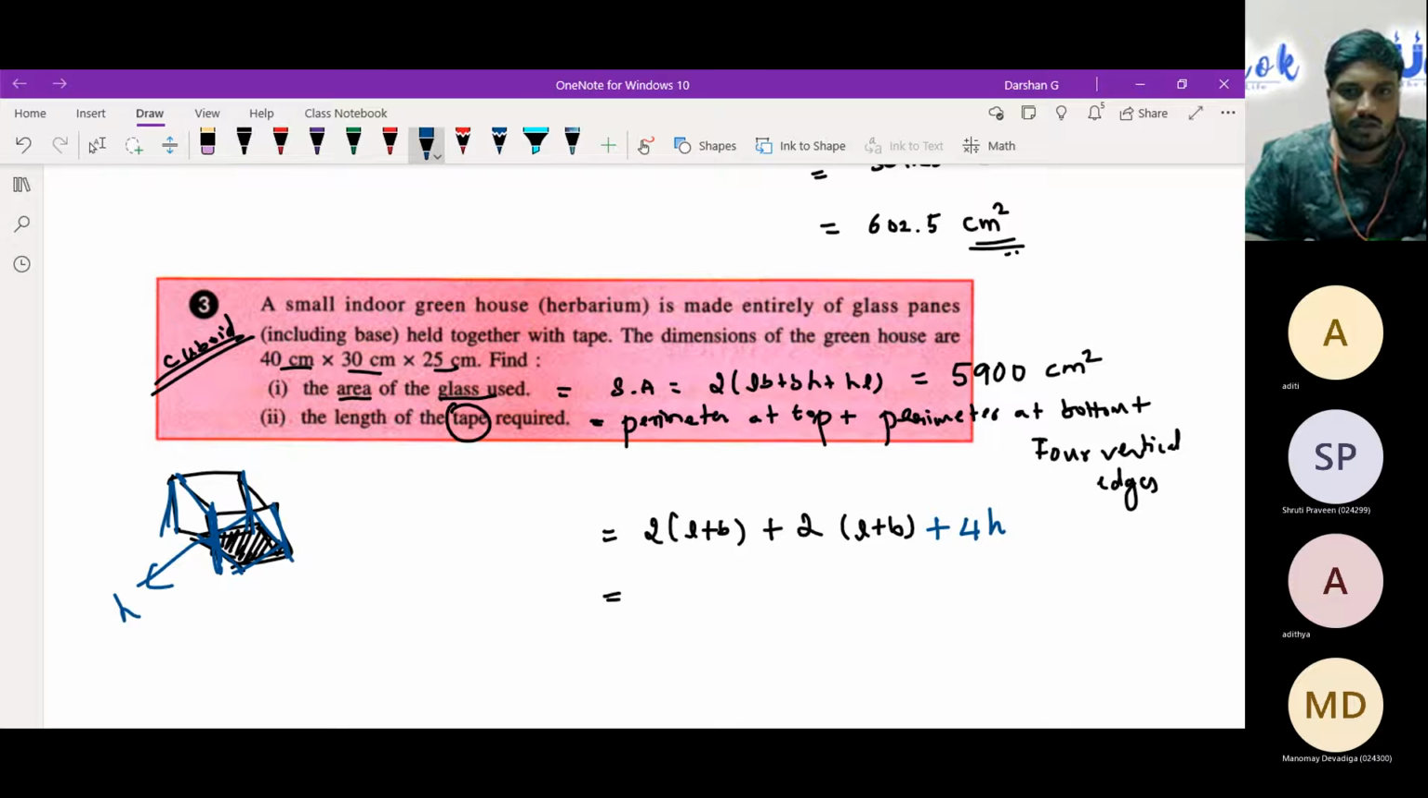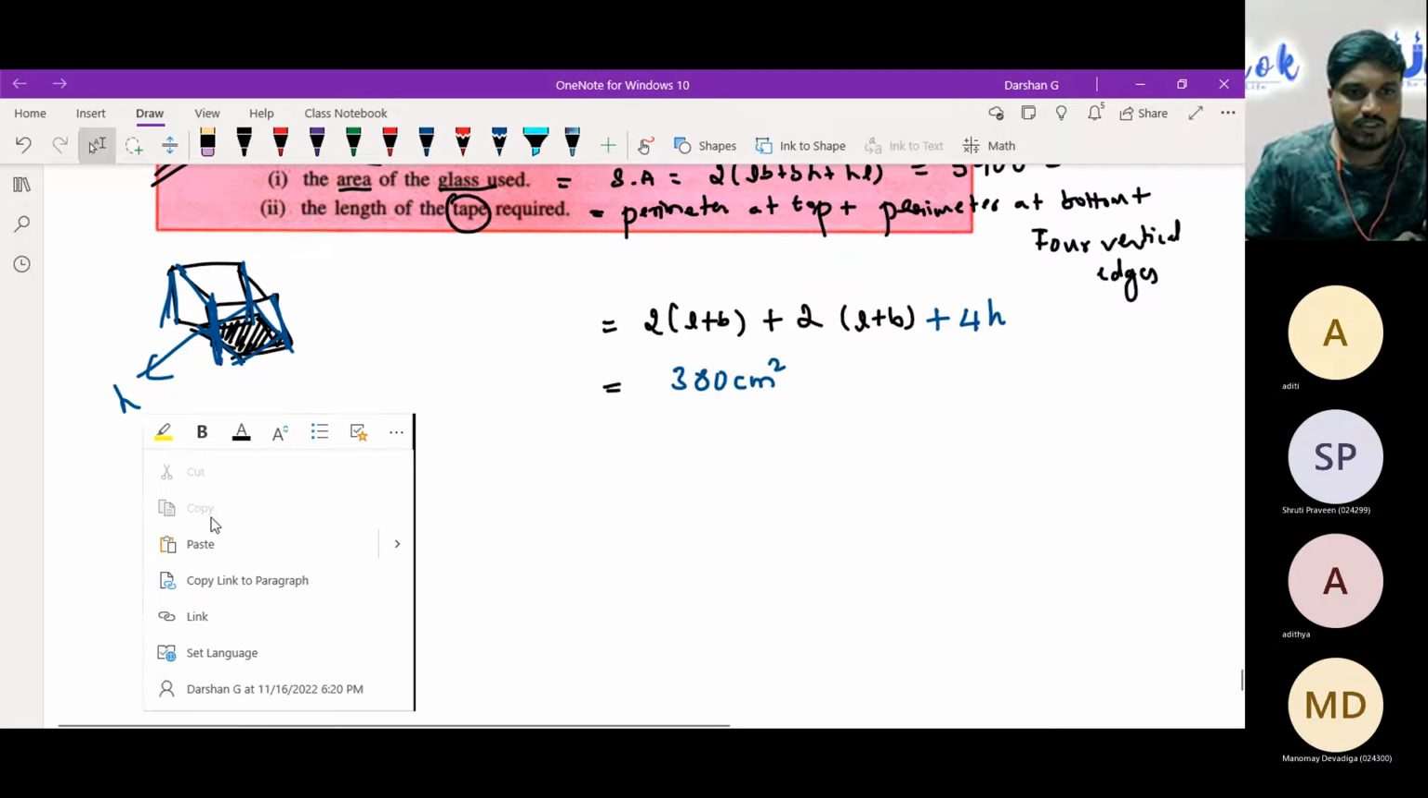Let's wait for Aditi for maybe another 1 minute, and then let's move on to the next question. And yes, 380 centimeter square is right. Very good. So whoever is getting it slightly wrong here and there, please concentrate on your substitution and on the numbers you're using. Okay, fine. Let's move on with the next question.